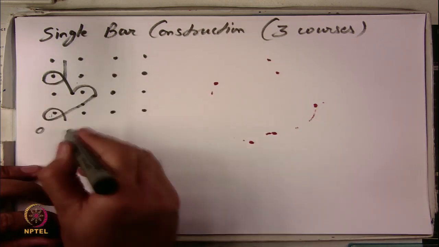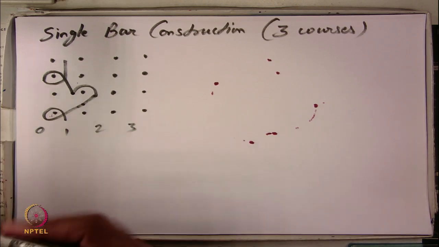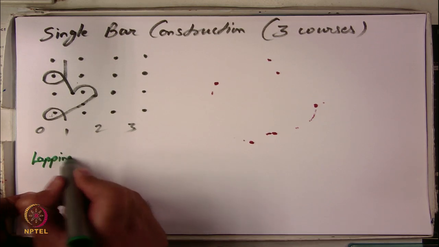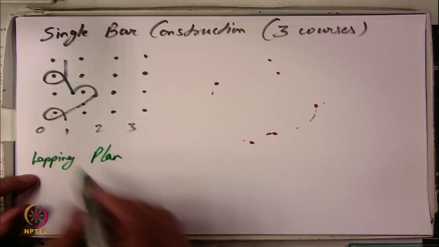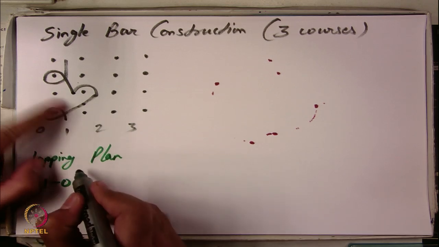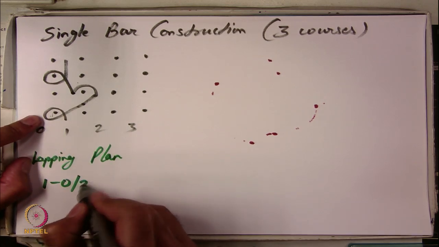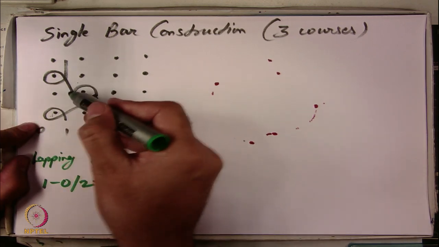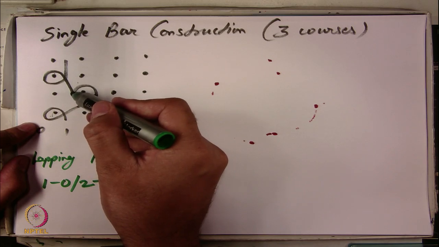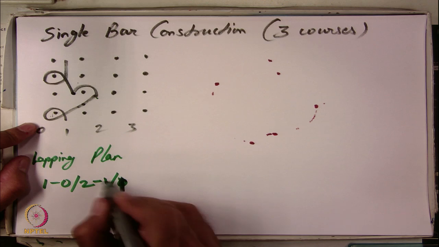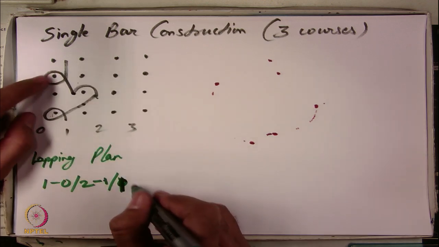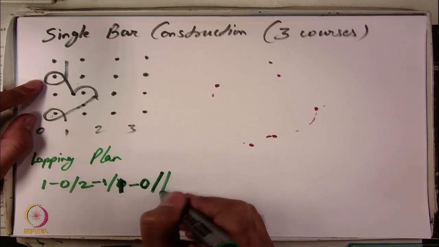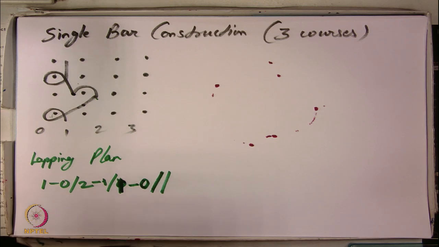So, 0 1 2 3. If it has to be followed, you can just simply find out the lapping plan. So, we start from 1 to 0, then 0 to 2, then again from 2 to 1, 2 to 1 is the overlap, then 1 to 1 is underlap, there is no underlap here, then 1 to 0 and 0 to 1. So, this is how the sequence has been followed.